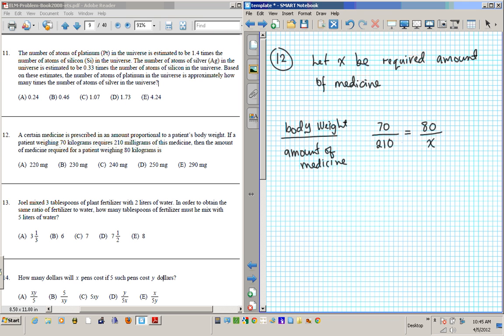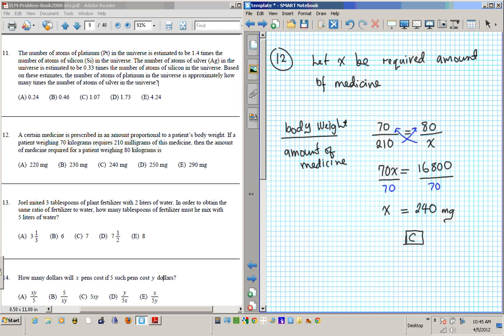When you cross multiply, denominator goes to top, and denominator goes to top like that. That's what cross multiply is. And you have 70x equals 16,800. Alright, to get x by itself, divide both sides by what? 70, right? Divide this by 70, divide that by 70. And then you're going to have x equals, when you divide 16,800 by 70, you end up with 250. 250 milligrams is the amount of medicine that an 80 kilogram person will need. So the answer is C.